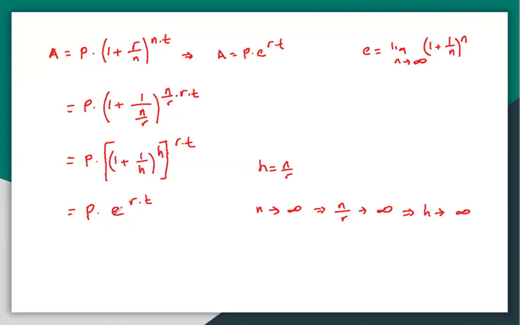But anyway, this is the expression that will be used if you are compounding infinitely many times, or continuously. P is the principal, E is our Euler number, R is the rate per year in percent, and T is the number of years that you are doing this. Okay. So we will do some examples, but that was just the derivation.